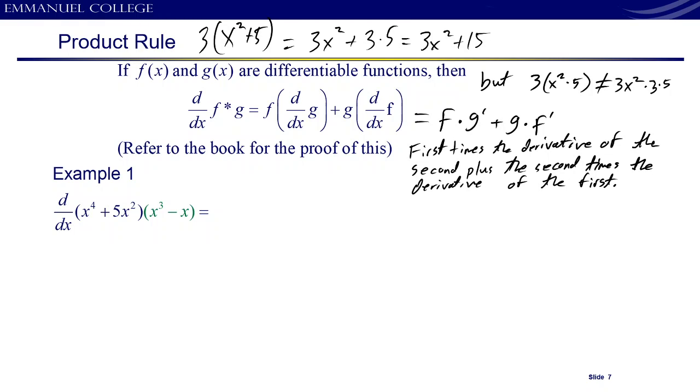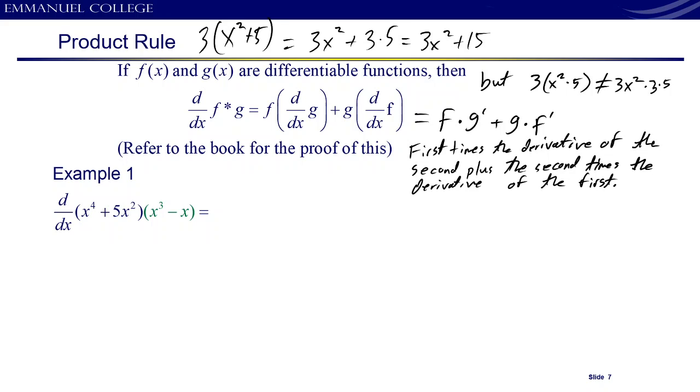So if we had this first one, we want the derivative of x to the fourth plus 5x squared times x cubed minus x. You could multiply this out, get a polynomial, and then work with it from there. That's completely acceptable. There's nothing wrong with that. Later on, though, we'll get to functions that you can't multiply out. Like trig functions or square roots, you're not going to be able to just multiply those in and clean things up nicer. It might actually make things messier to deal with.